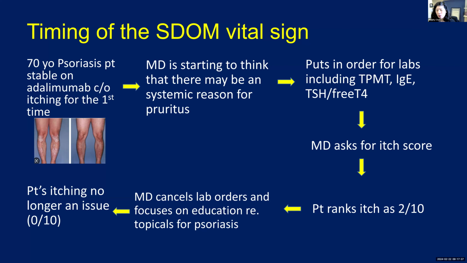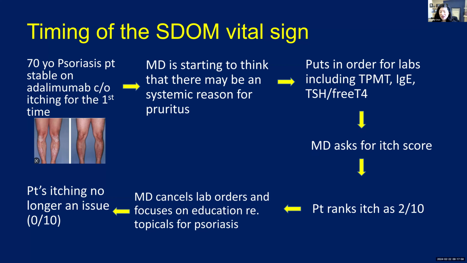And so I ordered a whole bunch of labs. I put them into the computer, trying to figure out maybe there's a systemic reason. I was getting ready to give him azathioprine, so I was teeing him up with our TPMT. And then I realized, wait a minute, I haven't asked him for his itch score yet. So I asked him, so on a scale of 1 to 10, 10 being the worst imaginable itch, where are you? And he says, oh, doc, I'm a 2. And so I canceled all the orders. I'm not going to go and spend all this money.